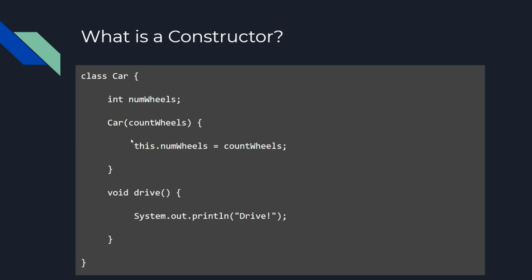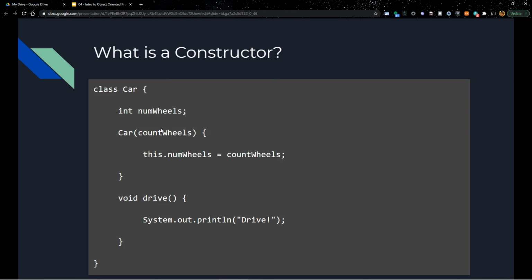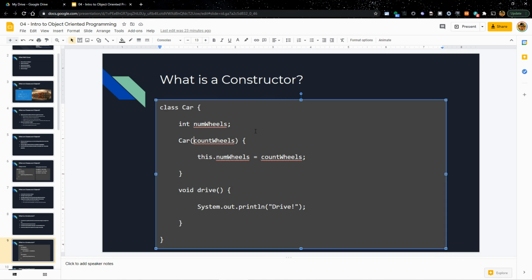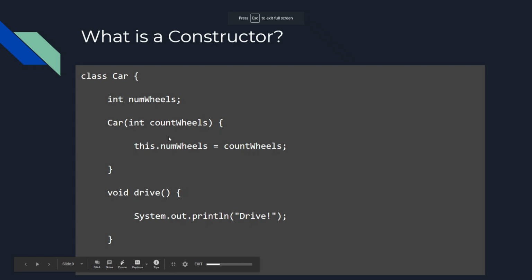Here's an example of a constructor. This is the same code as before, but we've added this constructor method here in the middle. You'll notice the name of the method is car. In this case, this method takes in one parameter. Oh, there's actually a bug here, sorry. There we go. It takes in one integer parameter that we're going to call count wheels, which is an input to the constructor function.